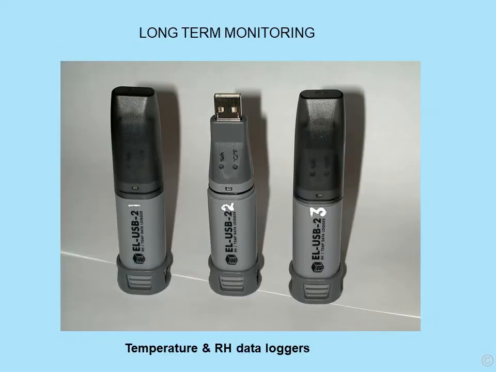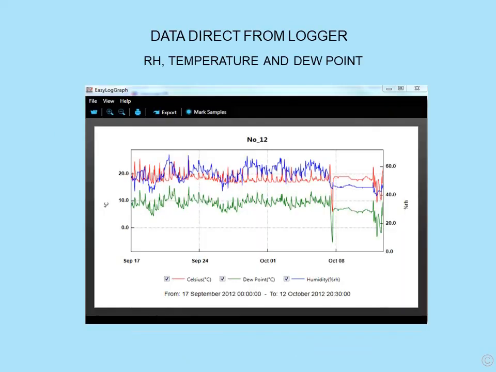So how do we do long-term monitoring? Well, these are temperature and relative humidity data loggers. They'll record the temperature, relative humidity and the dew point over a period of time. Data direct from the logger, that's with its own software. See the temperatures, dew point and humidity.